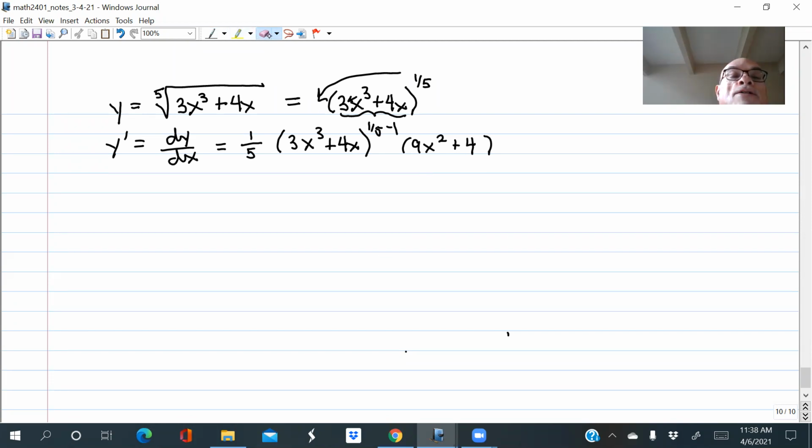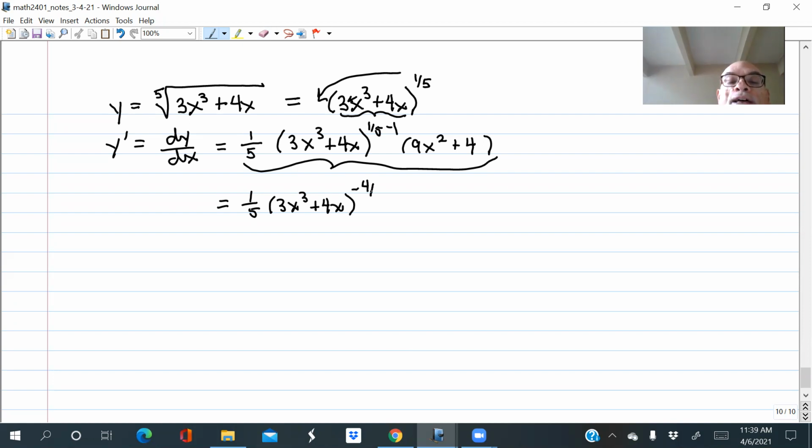Forgot what I was going to erase there. So in a sense, you're finished at this point because that is an expression for the derivative. But you can simplify this a little bit better if you like. And so let's see, this would be 1/5, and then 3x cubed plus 4x to the 1/5 minus 1, which is minus 4/5, times the 9x squared plus 4.